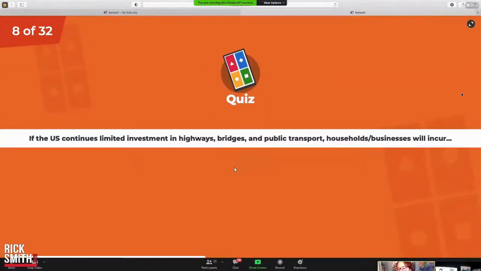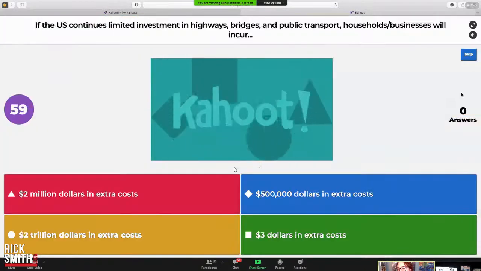If the U.S. continues limited investment in highways, bridges, and public transport, households and businesses will incur major losses: $2 million in extra costs, $2 trillion in extra costs, $500 million in extra costs, or just a mere $3 in costs. Which is it? 2 million, 2 trillion, 500,000, or $3? I think this one's pretty simple. I think we've all learned about numbers.